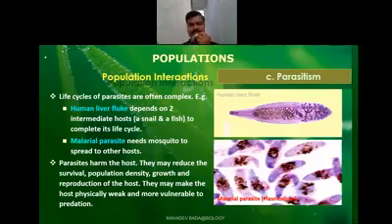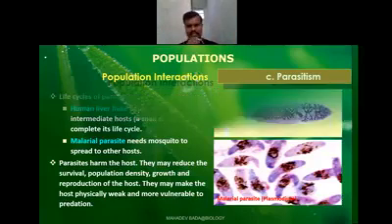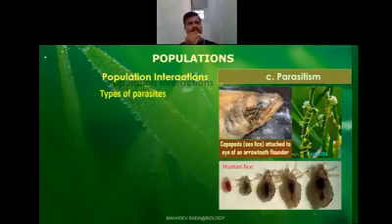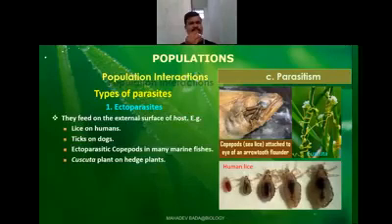And the host is more vulnerable to predation. Types of parasites: broadly, parasites are classified into two. One is called the ectoparasite and the other is called the endoparasite. Let us see the first one, what is an ectoparasite. Ectoparasites are organisms that feed on the external surface of the host.